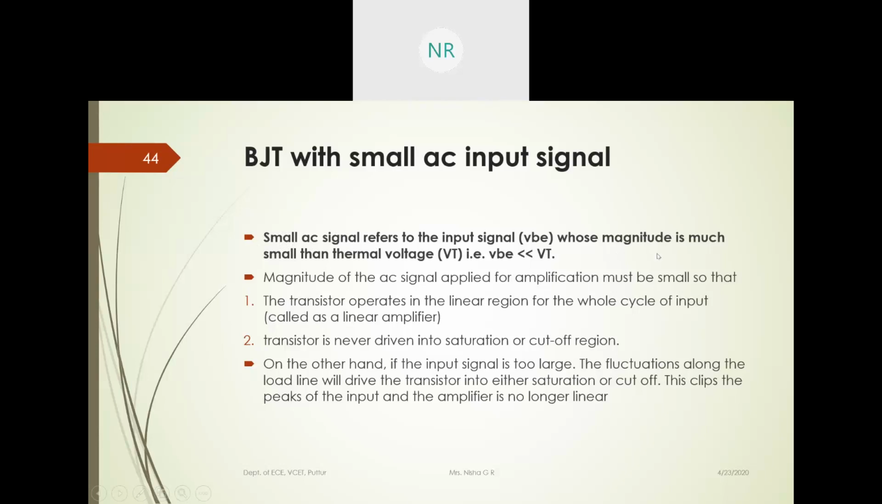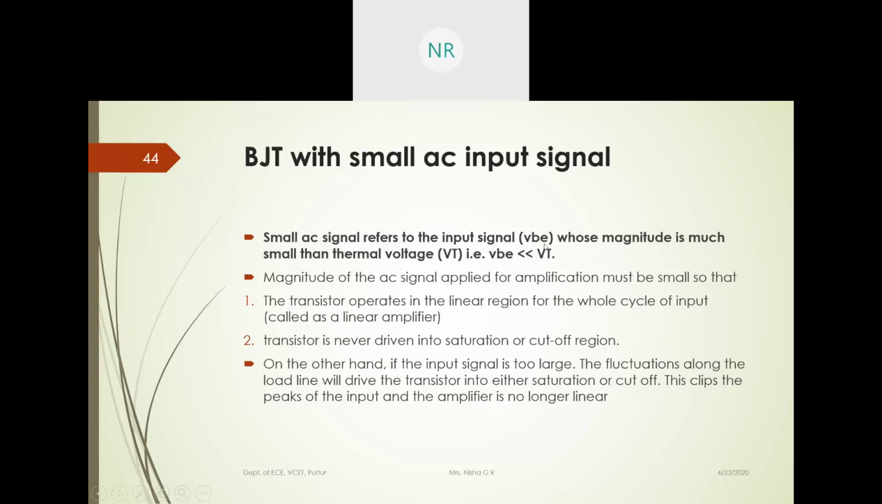That is when the magnitude of the AC signal becomes smaller than the thermal voltage. Now, thermal voltage is represented as VT. So if your vbe value, that is, the base to emitter AC signal voltage, is lesser than VT, the thermal voltage, then it is known as a small AC signal.